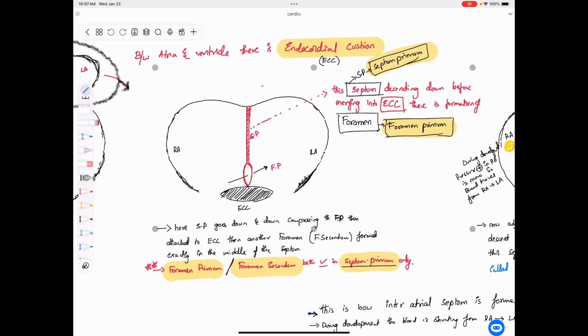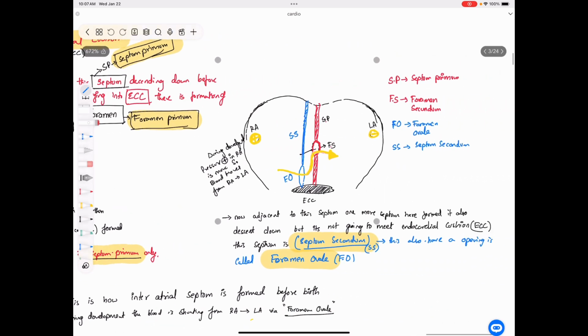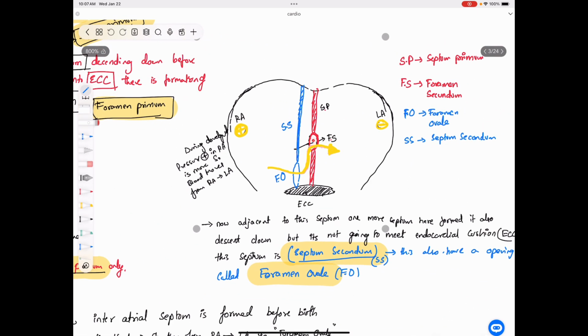Now we'll talk about formation of foramen secundum. This is foramen primum. Then where is foramen secundum? Before this septum primum completely fuses with the endocardial cushion, apoptosis will happen. Apoptosis means cell death. So cell death happens, creating a new perforation in the upper part of septum primum, like you can see here. These perforations coalesce to form the foramen secundum.